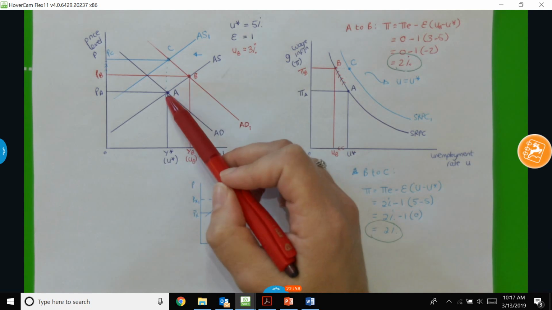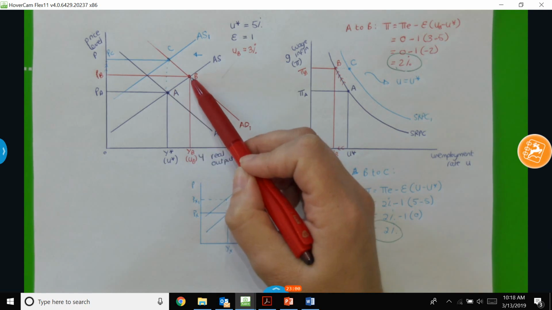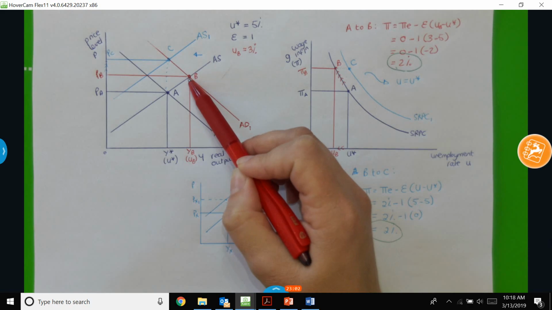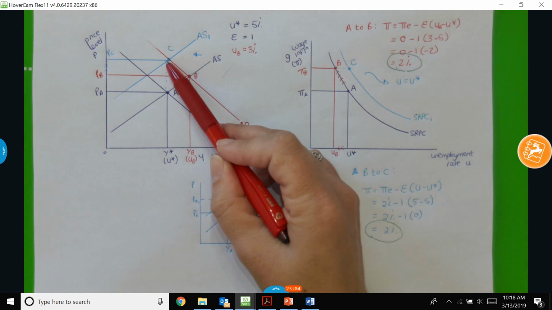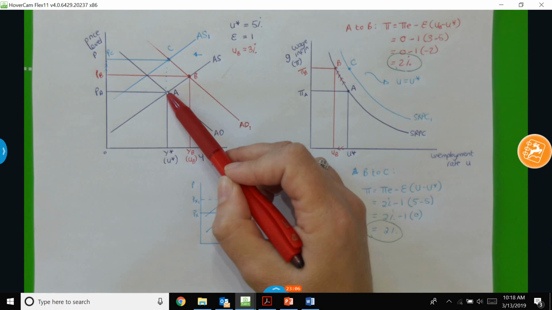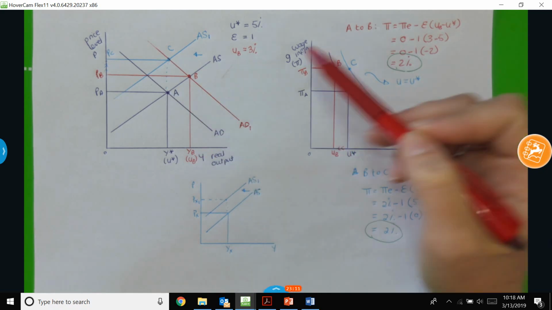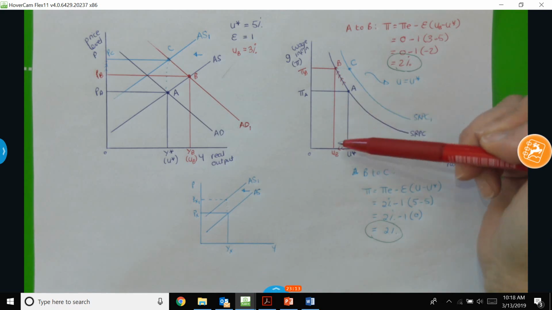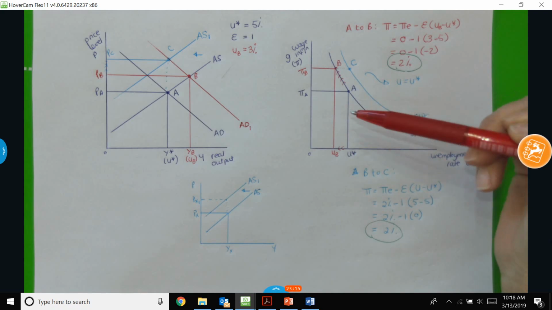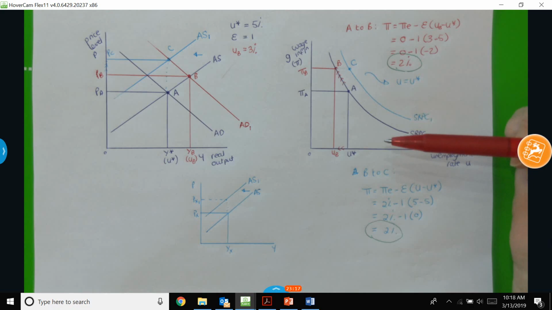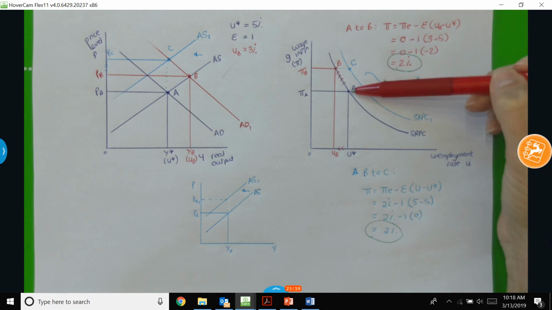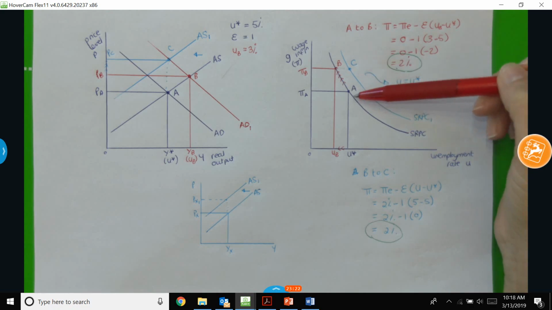People wouldn't have to first experience the rise in prices before adjusting their expectations and then negotiating with employers. They would know that the government, or the Reserve Bank, are planning expansionary policies. They would build that into their wage negotiations with employers. And as a result, the adjustment from A to C would be immediate.